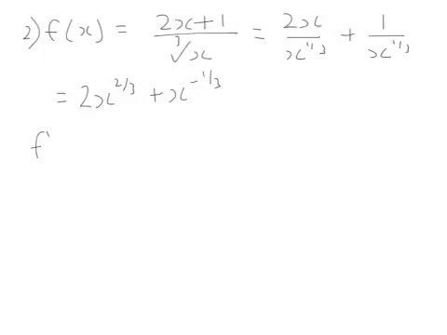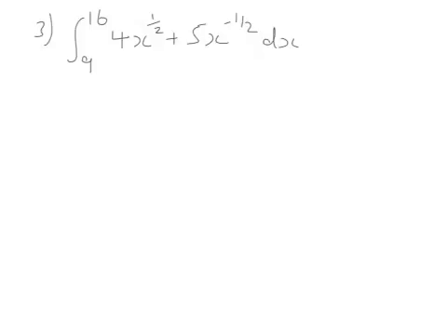Now differentiating that is pretty straightforward. 2 times 2/3 is 4/3. So it's 4/3 x to the minus 1/3. And then we've got to differentiate x to the minus 1/3, so that's minus 1/3 x to the minus 4/3.